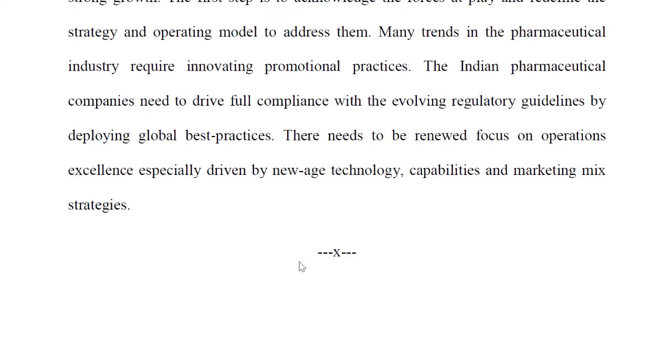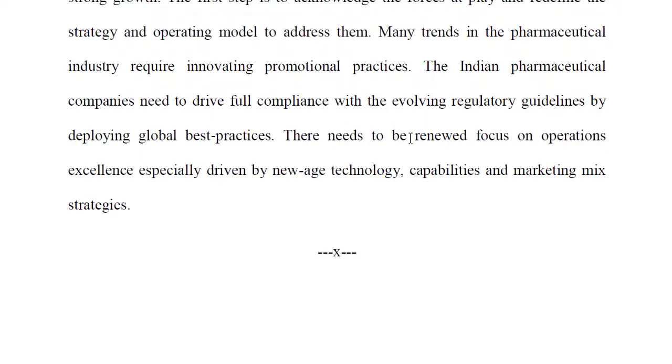So here we have come to the end of this chapter, rather the writing of this chapter. But as I stated in the first part of this video, you have to link your first chapter with the second. Since it was based on a project, it can be a dissertation, internship or a PhD thesis, you have to link with the second chapter, which for the project is going to be the literature review. So here the researcher has tried to link with the second chapter. If you look at the last line, they need a renewed focus on operations excellence, especially driven by new age technology capabilities and marketing mix strategies, and it has been linked with the second chapter.